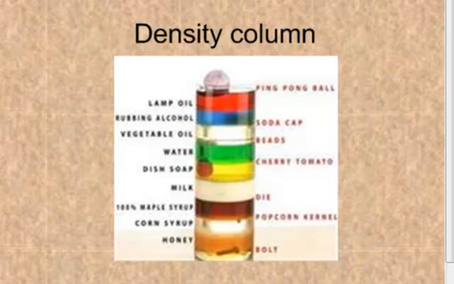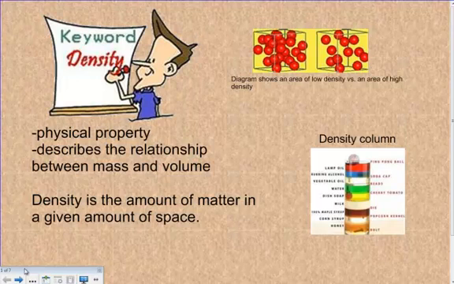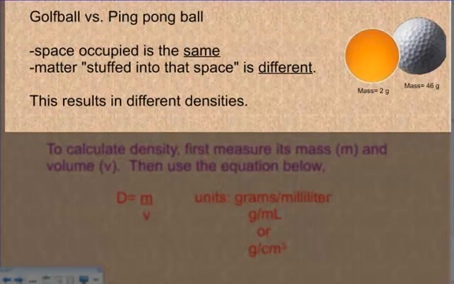I just threw up a picture of a density column. You can see water is green, and water has a density of 1, which my next slide shows. But it shows you that vegetable oil, rubbing alcohol, lamp oil is all less than 1 because it's floating. Ping pong balls on the very top of that. And below that, dish soap, milk, maple syrup, corn syrup, and honey are below water, so they must have a density greater than 1. I also have one of those things on my desk, so you can see that density column.